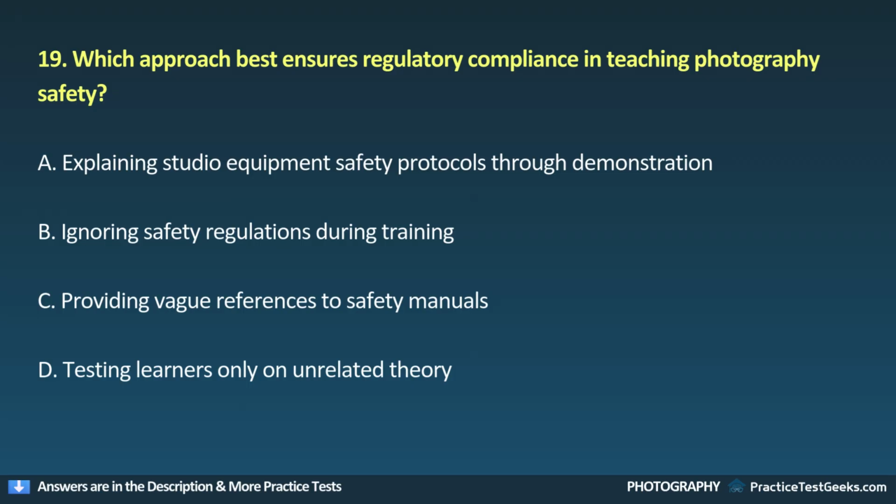19. Which approach best ensures regulatory compliance in teaching photography safety? A. Explaining studio equipment safety protocols through demonstration. B. Ignoring safety regulations during training. C. Providing vague references to safety manuals. D. Testing learners only on unrelated theory.